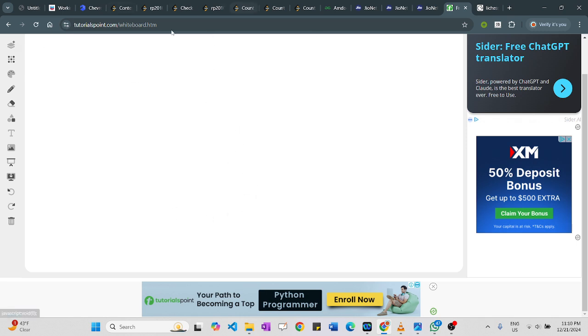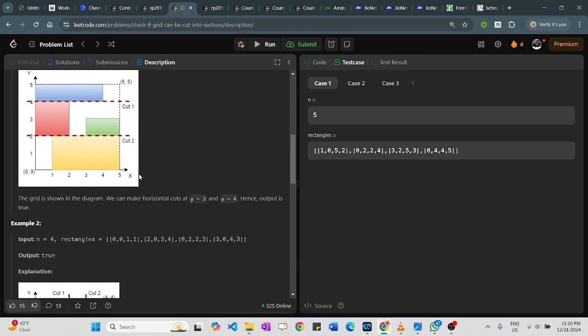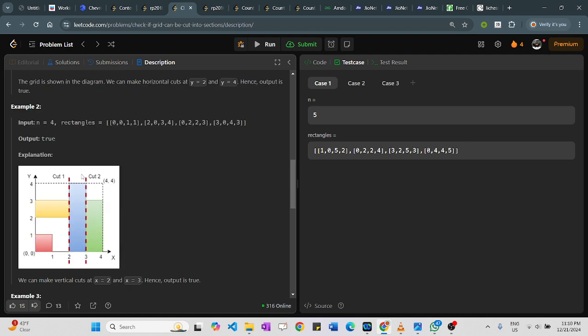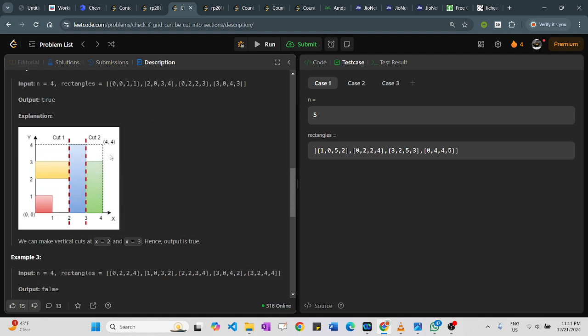Okay, let me take a new page. Whatever I have described about the vertical partitioning, we can do the same thing in horizontal partitioning as well, right? You can do the horizontal partitioning in this way, such that these two partitions divide the grid into three parts: the first one, second one, third one, and all the partitions consist of at least one rectangle, right? And this is the example of horizontal partitioning.